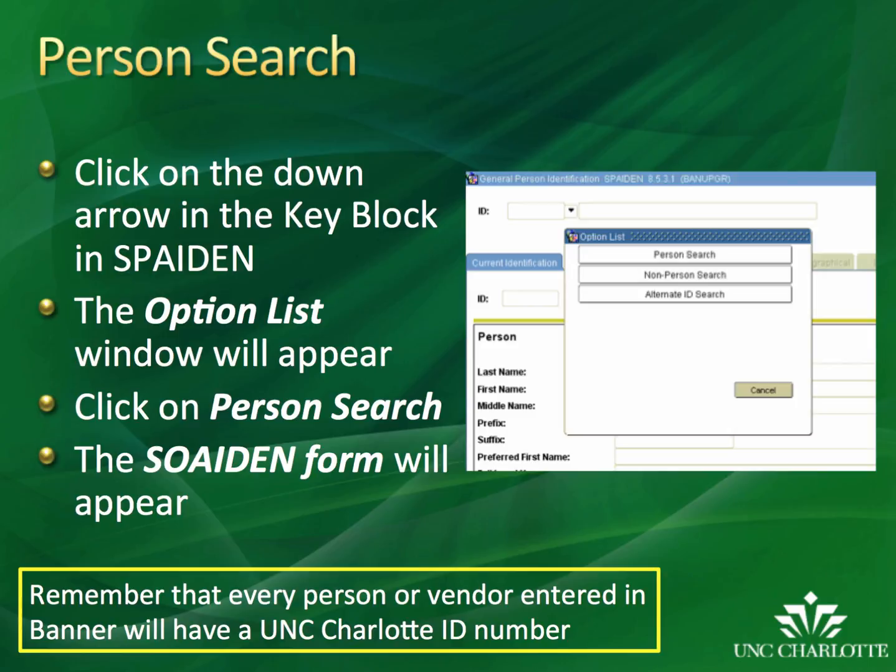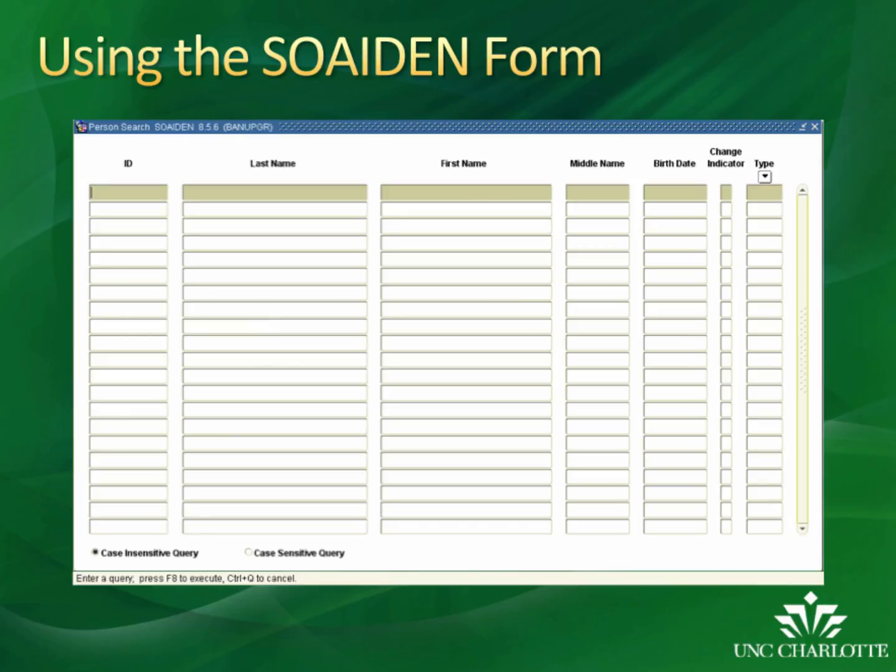This form stands for Student Overall Application Identification. Based on security access, certain departments may have other searches available for use that are more applicable to their needs. This is an example of a general type of search that any user can conduct. The SOAIDEN form allows you to search for a person using their ID number or name and incorporate wildcards if necessary. To use the SOAIDEN form, simply type in the ID, last name, or first name in the appropriate fields, and press the F8 key on your keyboard to start your search.